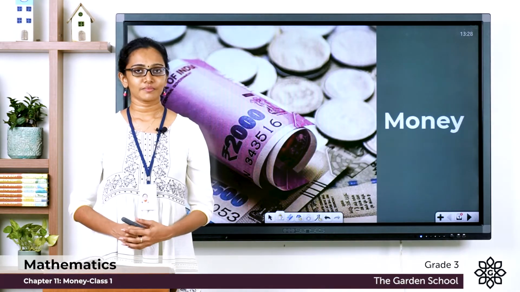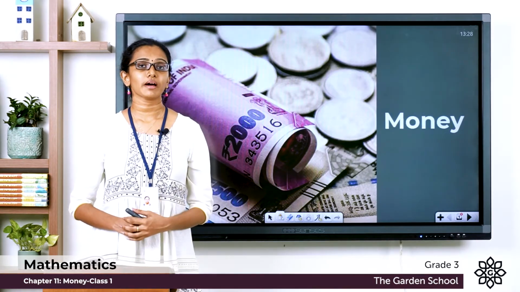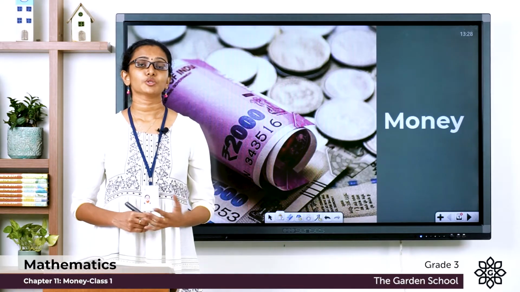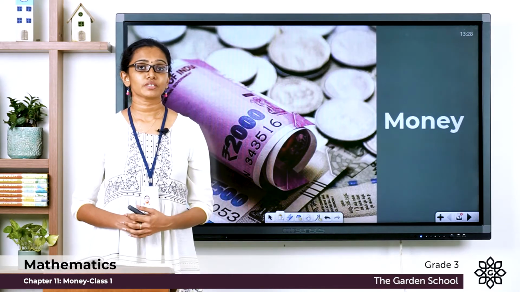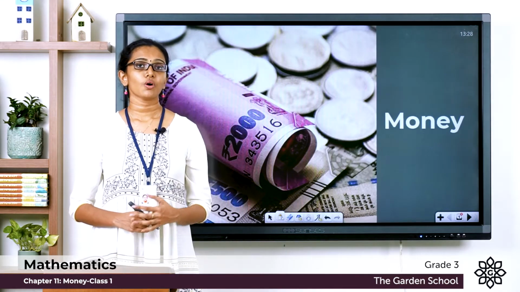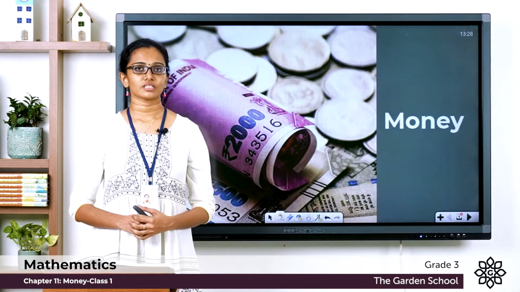Let's start a new chapter today, chapter 11, money. So, what do you mean by money? What do we use money for? We use money to pay for different goods and services. We may deposit money as savings. We may lend money to or borrow money from other people or other institutions.